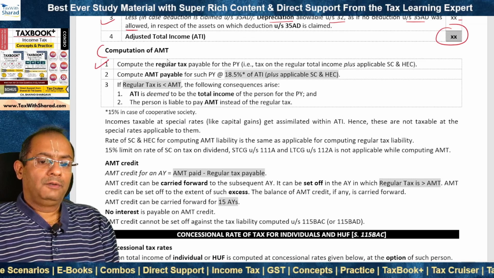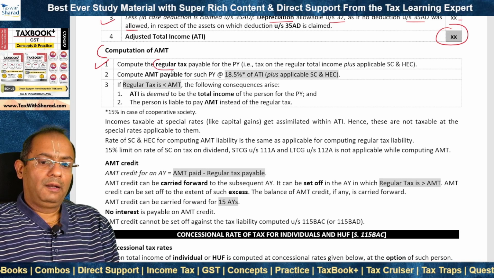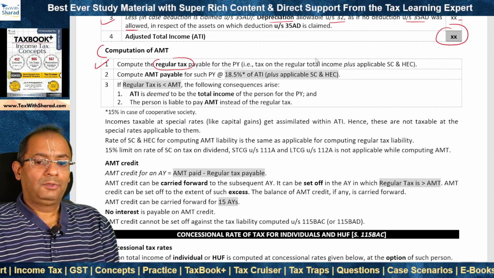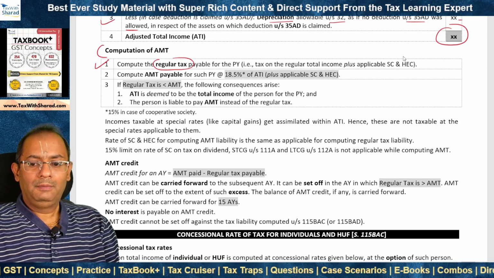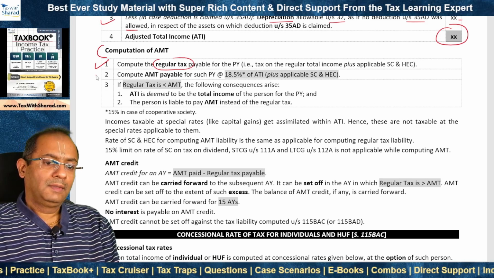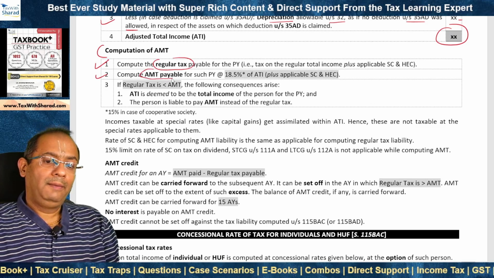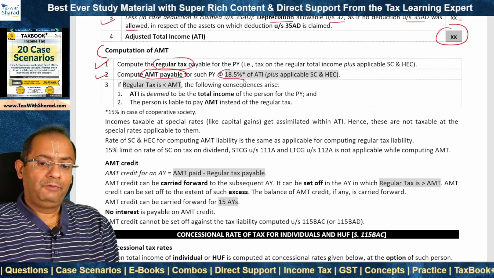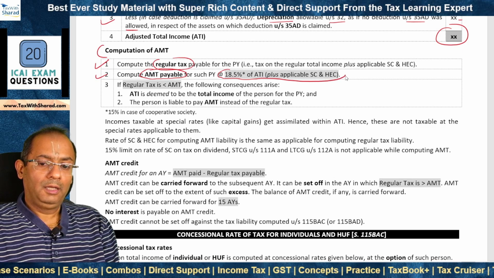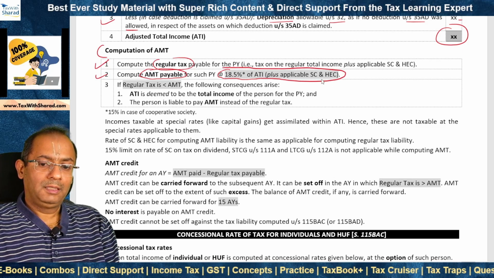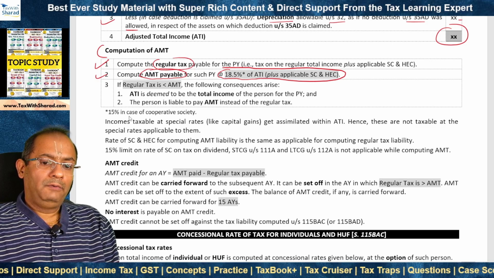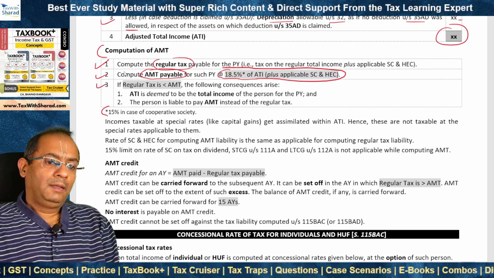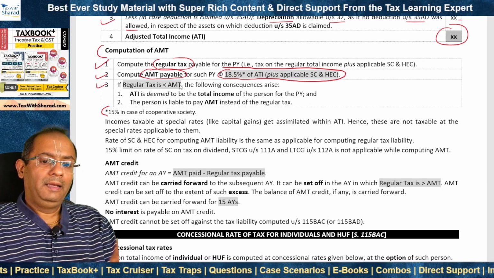Step 1. First we compute the regular tax payable for the previous year, which is what? Which is tax on the regular total income plus applicable surcharge and HEC. Second, we compute the AMT payable for such previous year, which is what? Which is 18.5% of the adjusted total income plus applicable surcharge and HEC. This rate of 18.5% is 15% in the case of a cooperative society. Then we compare regular tax and AMT.